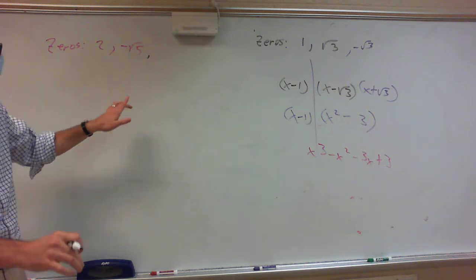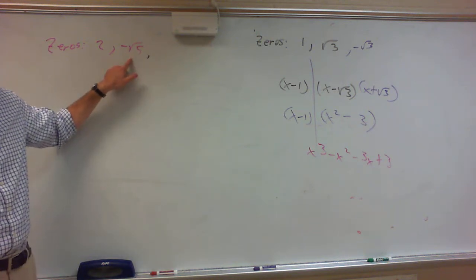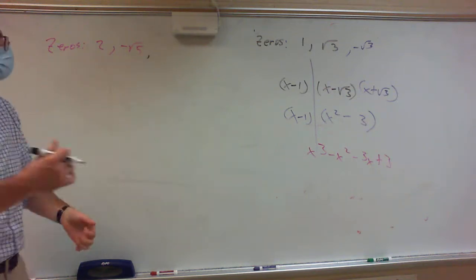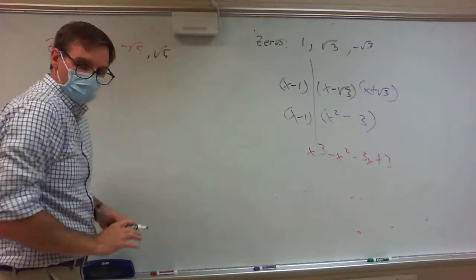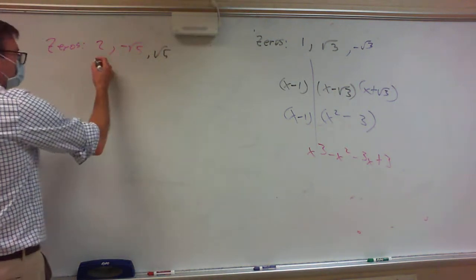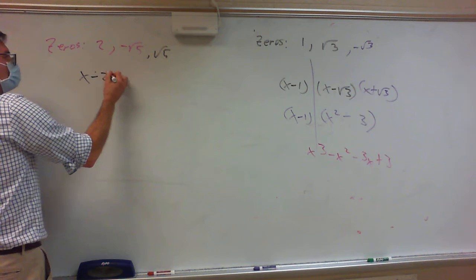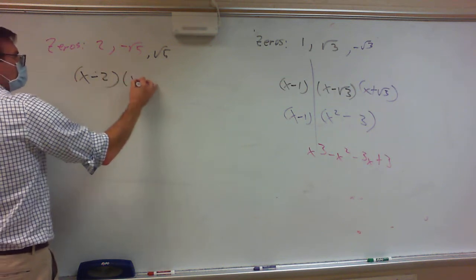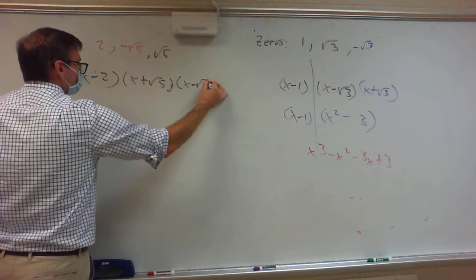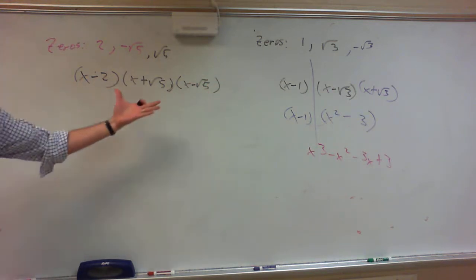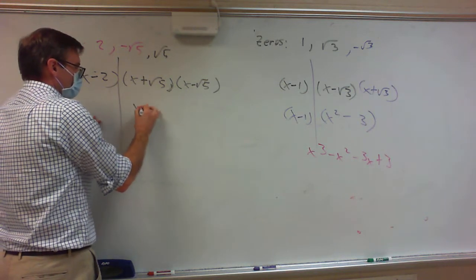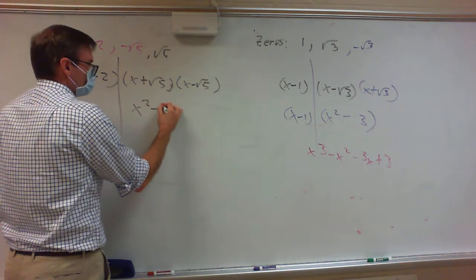So before I hit pause, if negative square root of 5 is 0, what else has got to be one? Positive, right? Because they come in pairs. All right. So we go through and you think, okay, this is going to be x minus 2, then x plus square root of 5, and x minus the square root of 5. And then how we deal with it is we multiply these together.